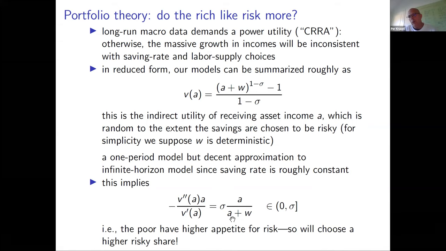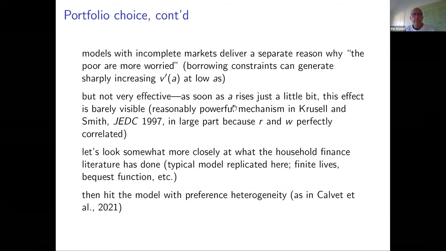So this is why, at the core of these models, you want the poor people to choose higher stock shares in their portfolios. It's very hard to avoid. If you add incomplete markets, you might think it's broken, because the poor are more worried. They have this borrowing constraint they're worrying about. This is true. This is a mechanism that helps increase V prime at low levels of A. It's just that quantitatively, it's not very effective. As soon as you have a little bit of assets, that effect is barely visible.